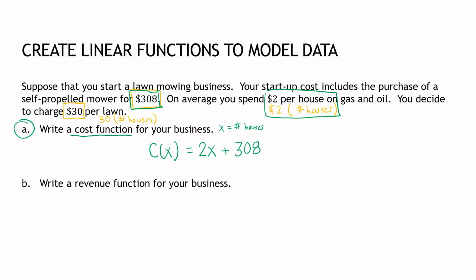Next question says write the revenue function, and revenue is how much money you are then bringing in to hopefully balance out what you've paid out to mow people's lawns. And obviously this is the only thing that has to do with revenue. I'm charging $30 per lawn, that's how much I'm taking home. So my revenue would be just 30x, where again x is the number of houses or lawns that I'm mowing. So on the second one, I didn't have to use the plus 308. Why didn't I? Because I'm not being paid $308 to get a mower. I had to pay that out. That was a cost.